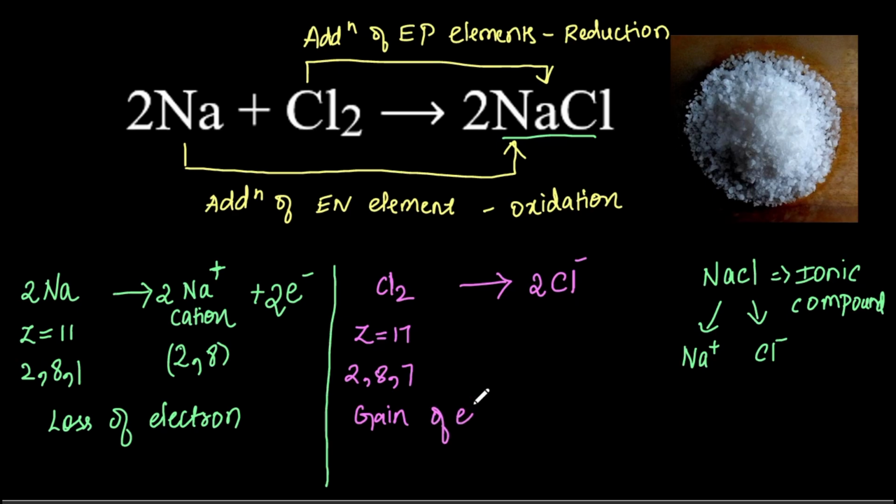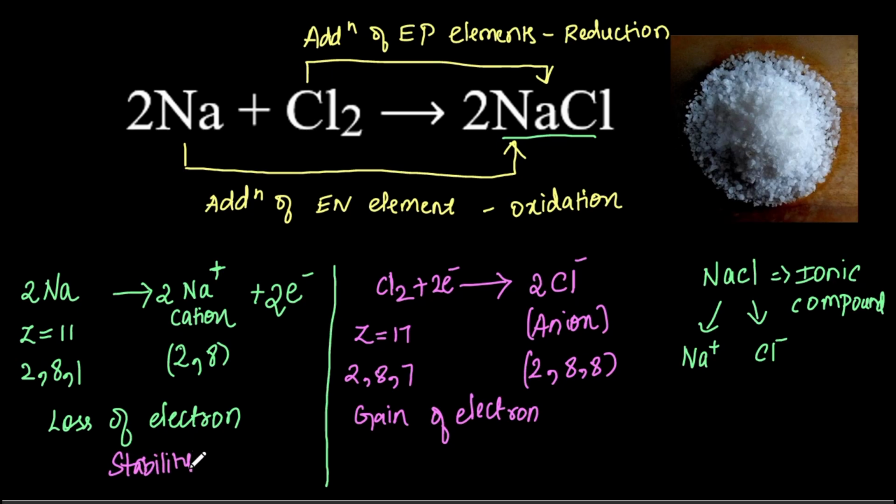So, gain of electron should take place. 2 chlorine atoms are there, no? So, gain of 2 electrons takes place in this reaction. So, as there is gain of electron, there is a formation of anion. So, now in product side, you are getting anion, which is having the electronic configuration 2, 8, 8. So, in both the cases, stability is attained.